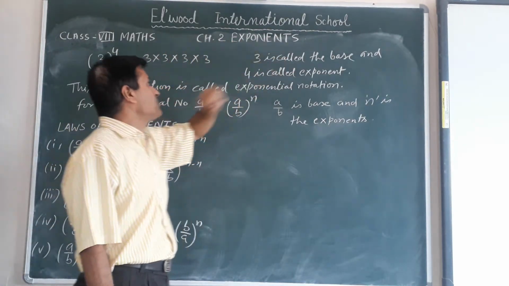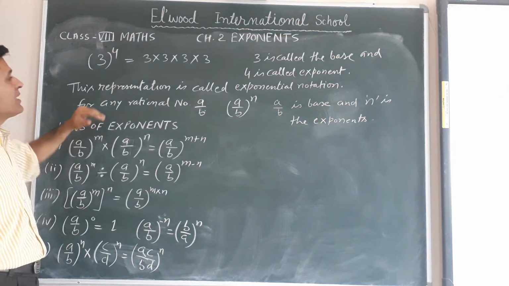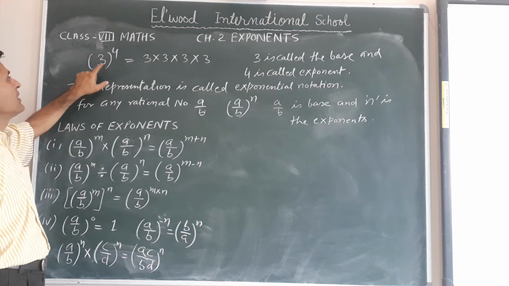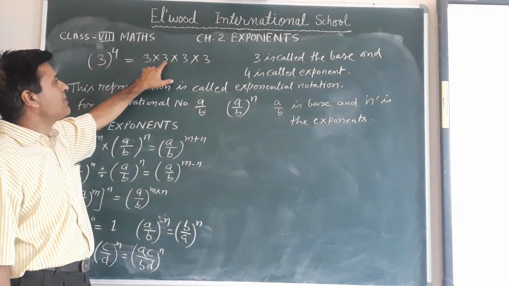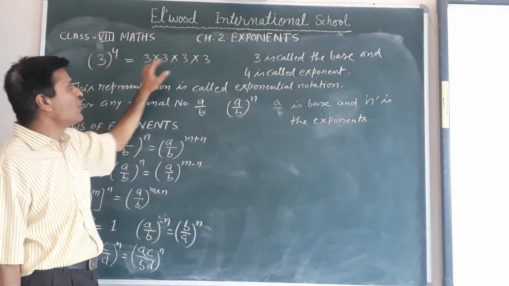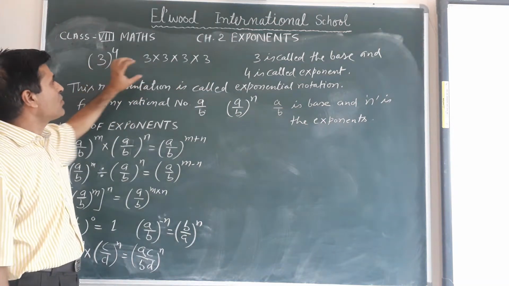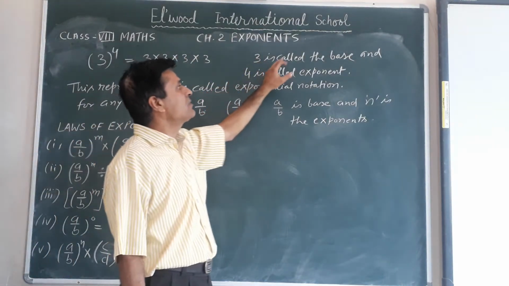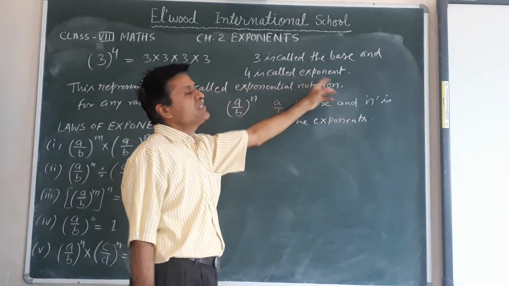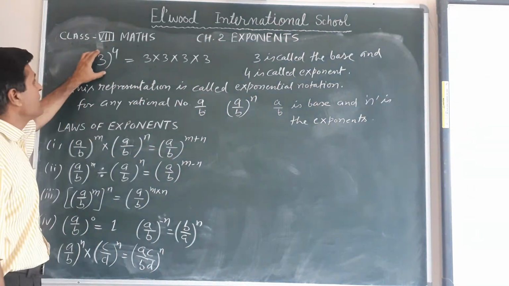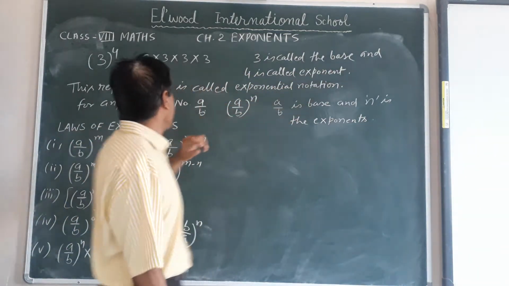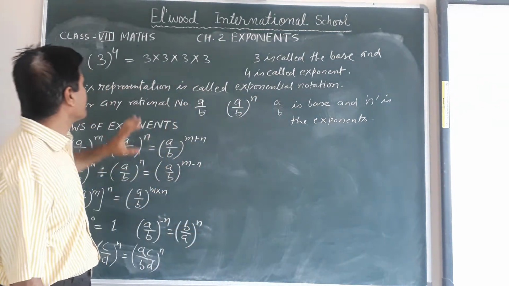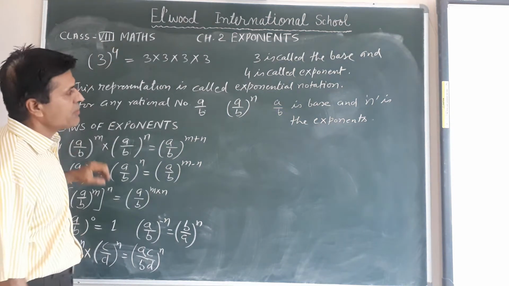The name is exponents. In your previous class, 7th class, you have studied about exponents. For example, 3 raised to power 4 can be written as 3 multiplied by 3 multiplied by 3 multiplied by 3, 4 times. So this is the short notation of 3 into 3 into 3 into 3. Here 3 is called the base and 4 is called the exponent, and this representation is called exponential notation. 3 raised to power 4 is exponential notation.